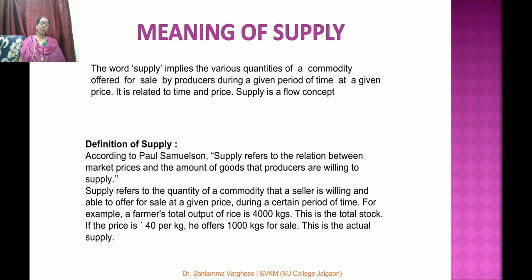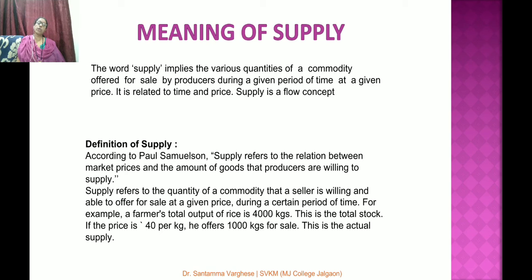According to Paul Samuelson, supply refers to the relation between market price and the amount of goods that producers are willing to supply. So what is supply? Again and again the same term is being explained to you. What is supply? Supply refers to the relation between market price and what? And the amount of goods that the producer is willing to supply.